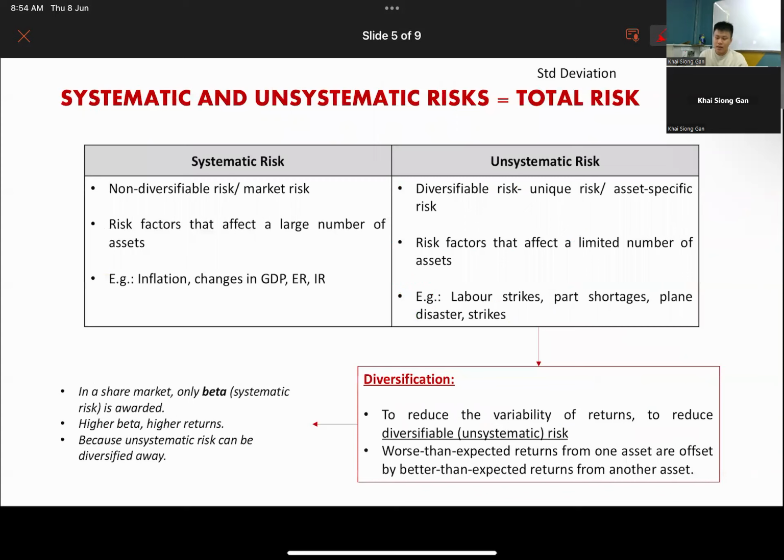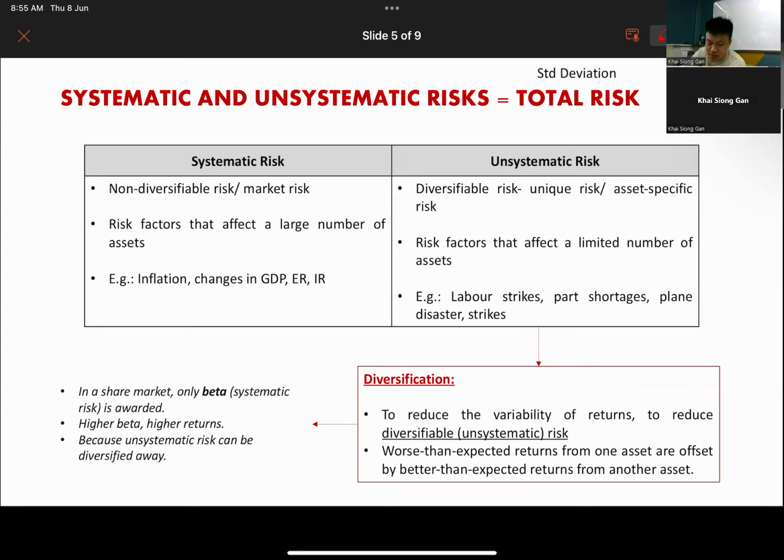Okay, so some theories that you need to know. The first theory that you need to know in this chapter is the difference between systematic and unsystematic risk. When we talk about risk itself, the total risk combines both components, systematic and unsystematic. Risk itself is measured by standard deviation. So what's the difference between these two risks?